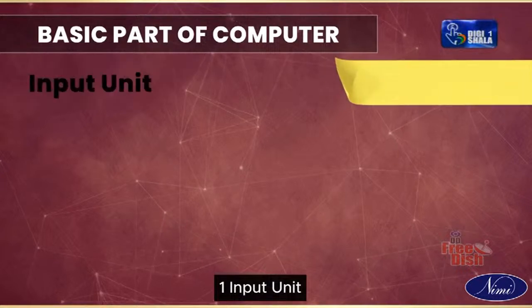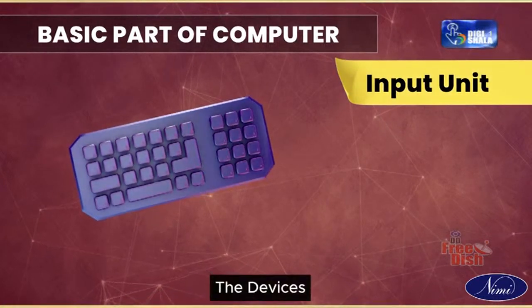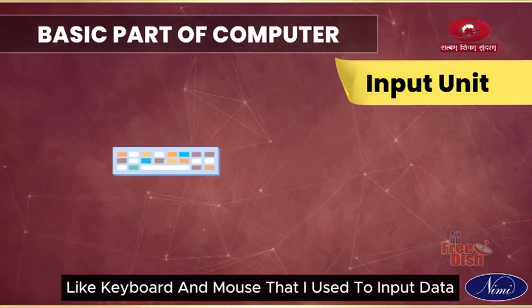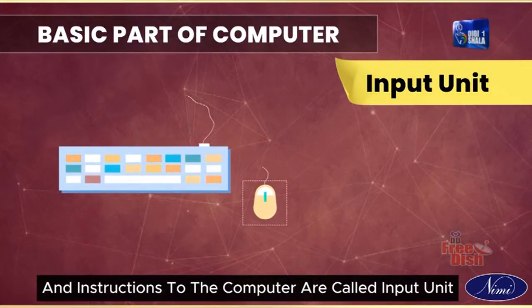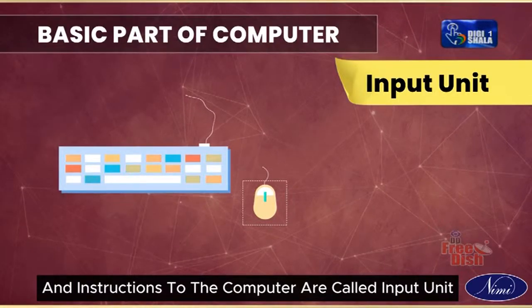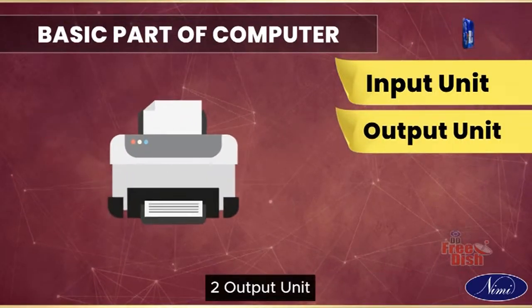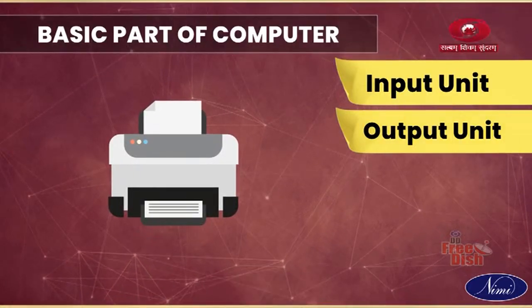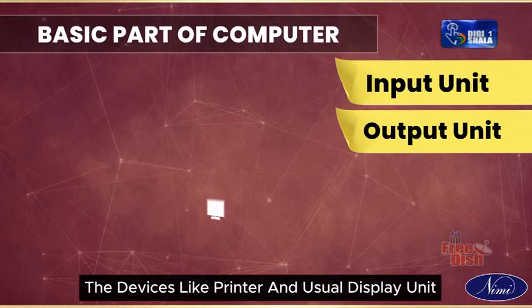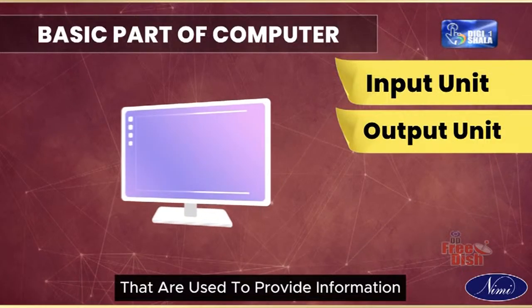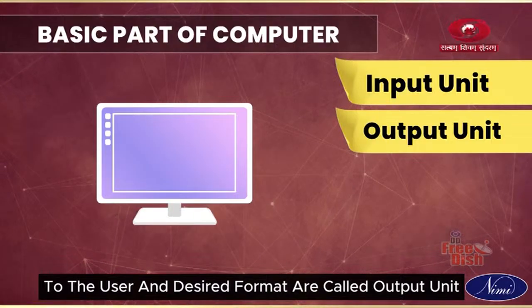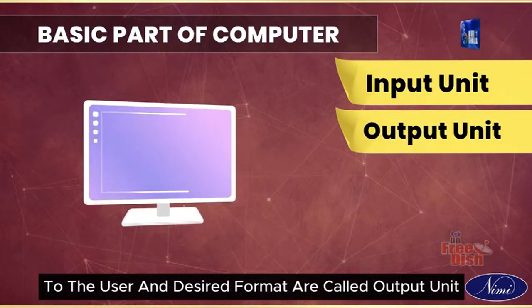1. Input unit. The devices like keyboard and mouse that are used to input data and instructions to the computer are called input unit. 2. Output unit. The devices like printer and visual display unit that are used to provide information to the user in desired format are called output unit.